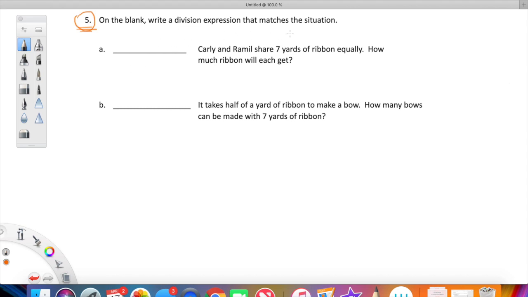What are they sharing? Well, this is actually not about Carly and Ramil. This is about Okay and Kira, 2 friends in our class, and they are sharing. Before you just write mindlessly an expression, think about what's going on here.